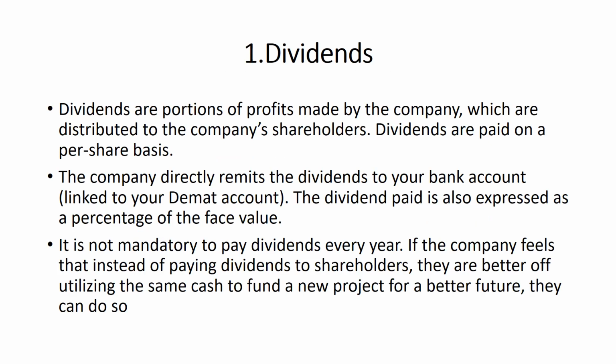In this case, dividends are a portion of profit made by the company, which is distributed to the company shareholders. Suppose you have TCS shares in your portfolio. Today TCS has declared that they will give a dividend of 10 rupees on every share. Suppose you have 10 shares, then you will get 10 into 10, 100 rupees. So on a per share basis, you will receive a dividend.